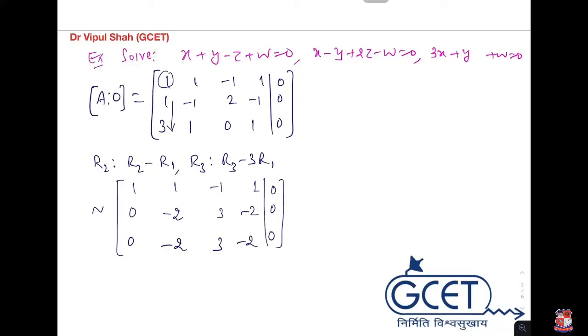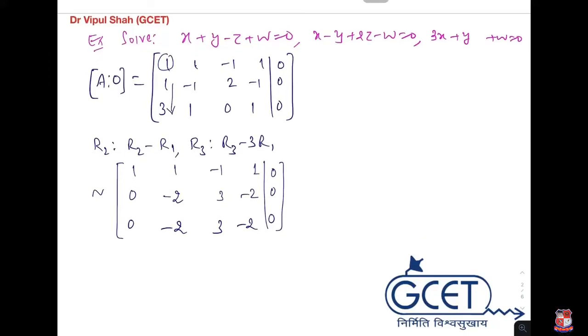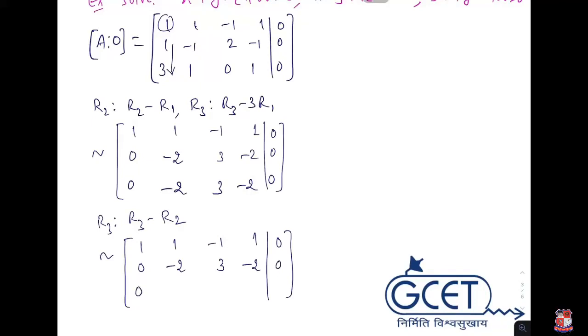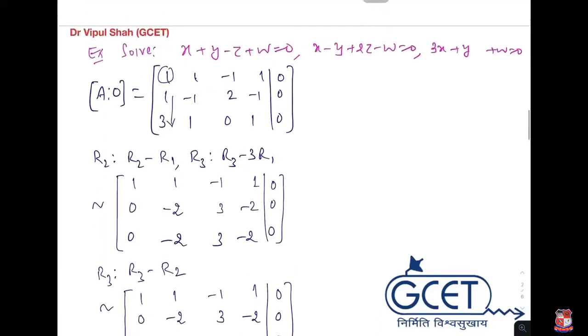Now we observe here that these two rows are equal, so we can make the last row to be 0. So let us do that part. R3 minus R2, so we are having 1 1 minus 1 1 0, 0 minus 2 3 minus 2 0, then 0 0 0 0 and 0. Okay.